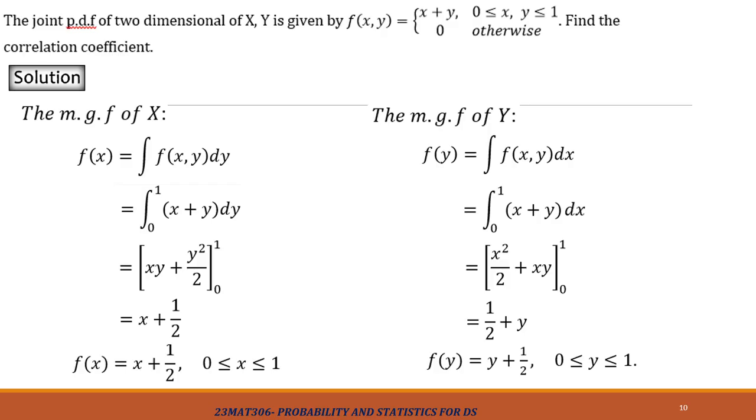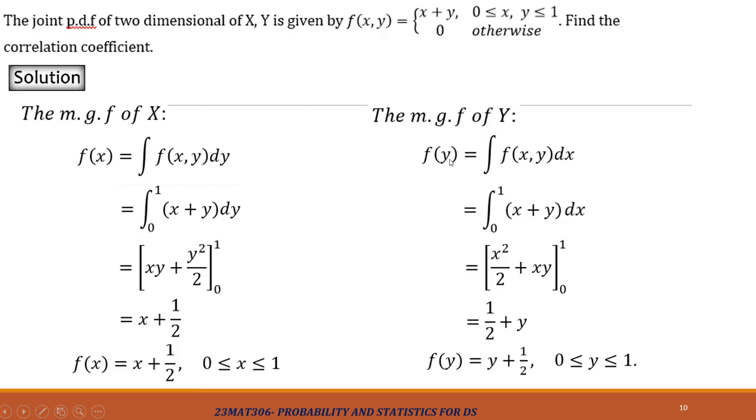Next, the joint probability density function of a two-dimensional random variable is given. Here, find the correlation coefficient. Note that it is a continuous case. So, first we have to calculate f of x. f of x means it is a single f of x for only one random variable, right? So, integral of f of x comma y into dy. Substitute the given function. Here x and y vary from 0 to 1, so we substitute these in the limits. Finally, after integrating, we get x plus 1 by 2.